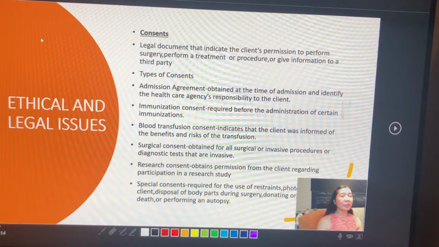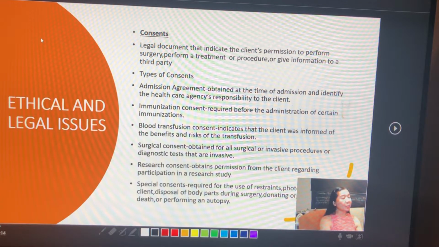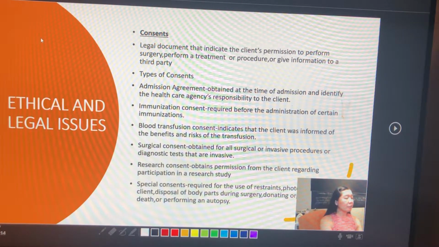As promised, this video is about consents. What is a consent? Consents or releases are legal documents that indicate the client's permission to perform surgery, perform a treatment or procedure, or give information to a third party. And there are different types of consents.